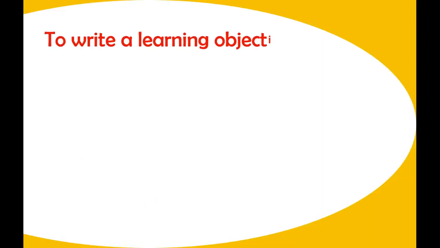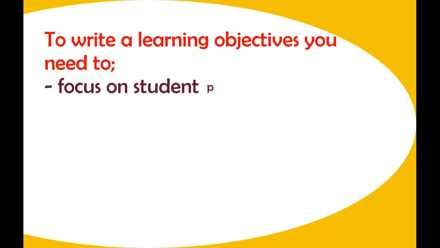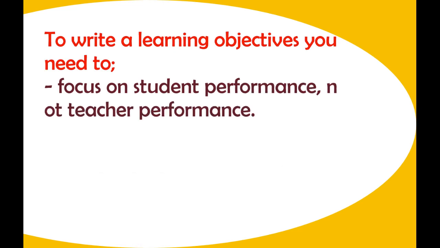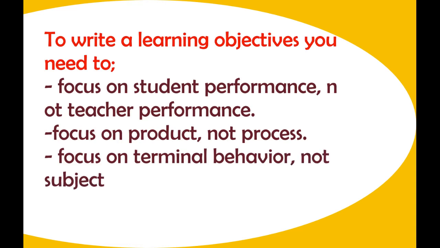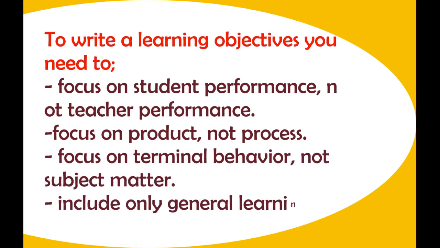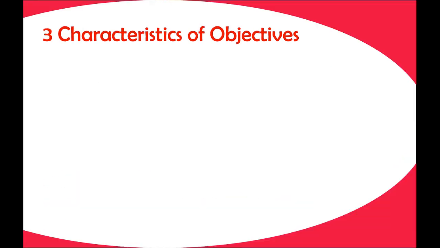To write a learning objective, you need to focus on student performance, not teacher performance. Focus on product, not process. Focus on terminal behavior, not subject matter. Include only one general learning outcome in each objective. Three characteristics of objectives: Behavior.